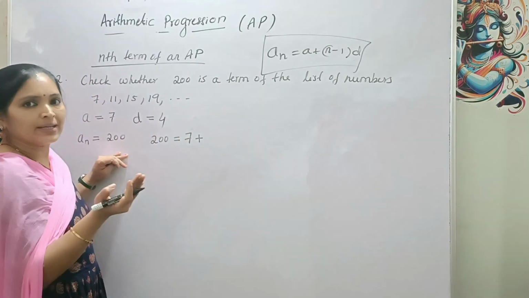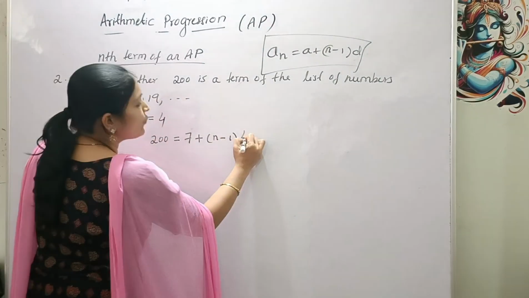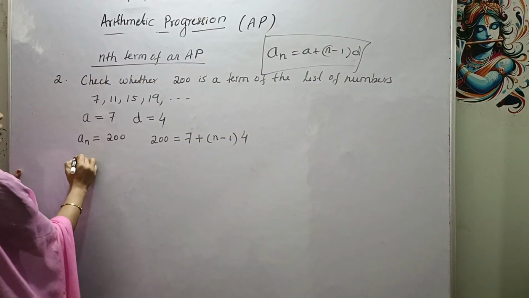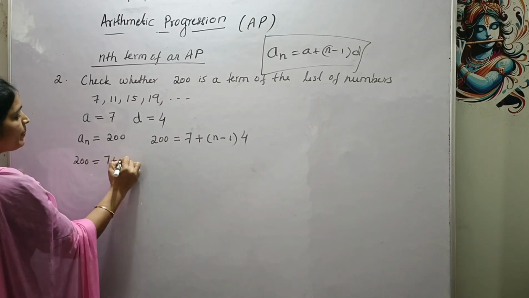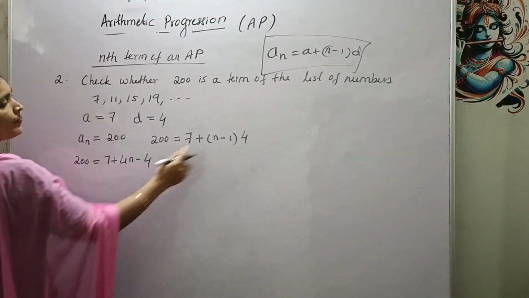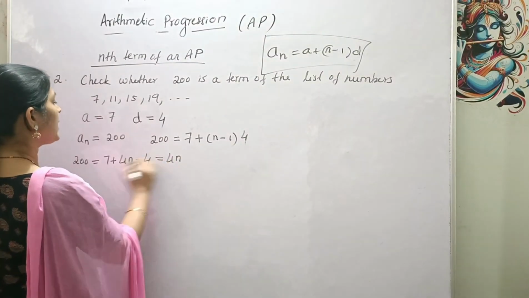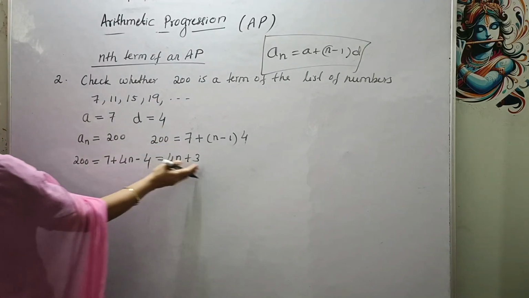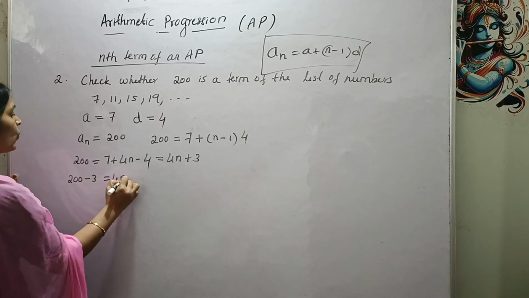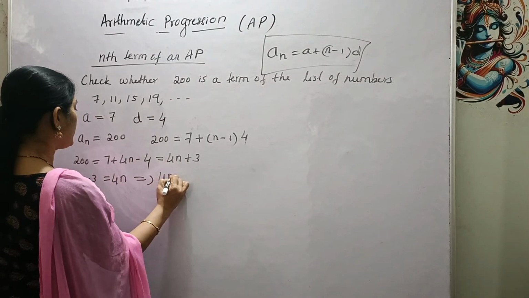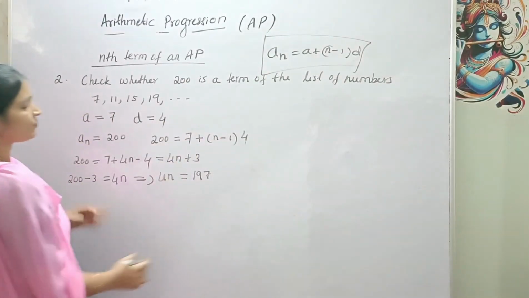Here we don't know what n is. So n minus 1 into d, and d is 4. Simplify. 200 is equal to 7 plus 4n minus 4. That is equal to 4n plus 3. Then take this 3 here. So 200 minus 3 is equal to 4n. That implies 4n is equal to 200 minus 3, which is 197.